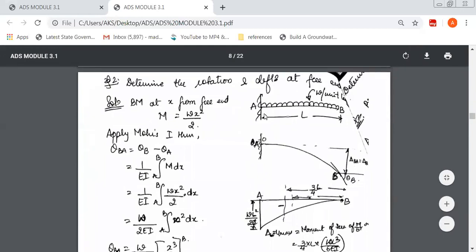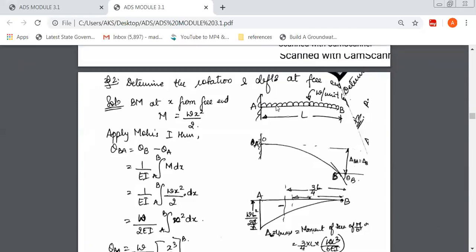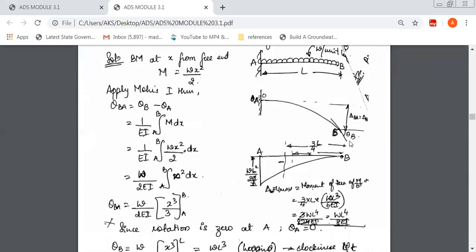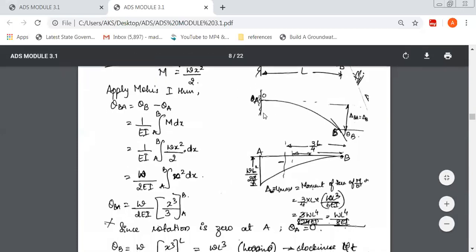So you can see here at A it's a fixed end, at B it is a free end. So there is a UDL here up to the complete length L. Now, as usual, draw the deflected shape of the beam. At the fixed end, there is absolutely no rotation and no deflection happening.